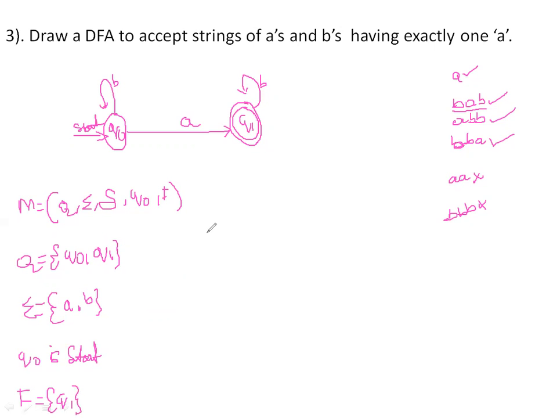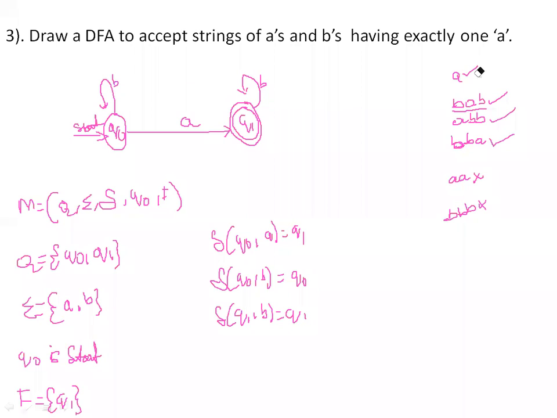Then delta of Q0 on receiving A will go to Q1. Delta of Q0 on receiving B will go to Q0 itself. Is it right? Q0 on receiving B will stay in Q0 itself. Then delta of Q1, comma B will be equal to Q1 exactly. So this is the complete definition of the DFA.